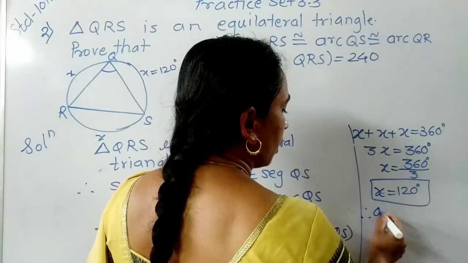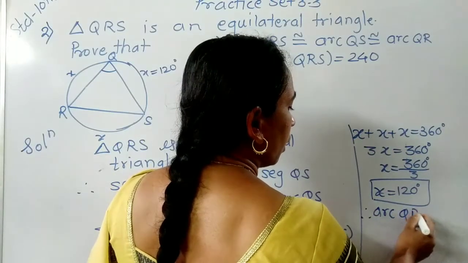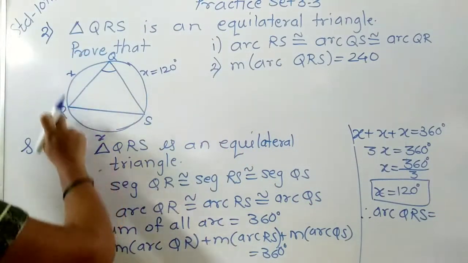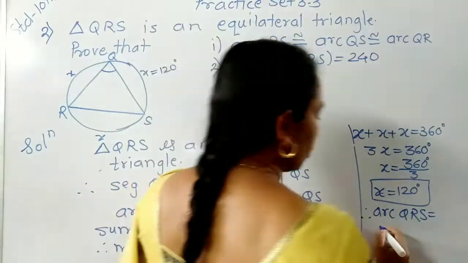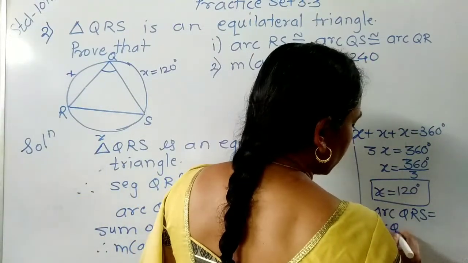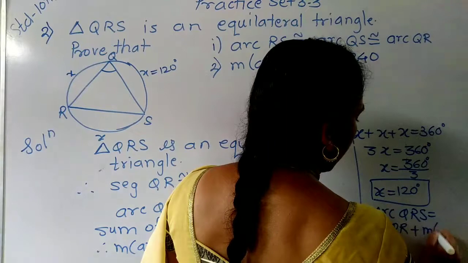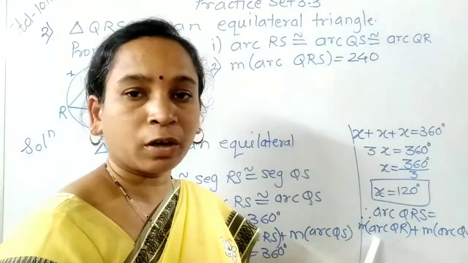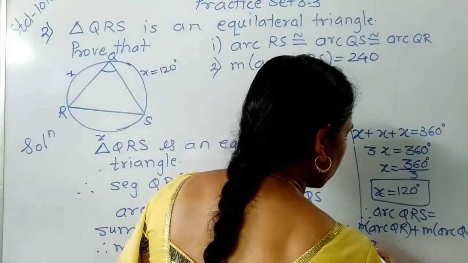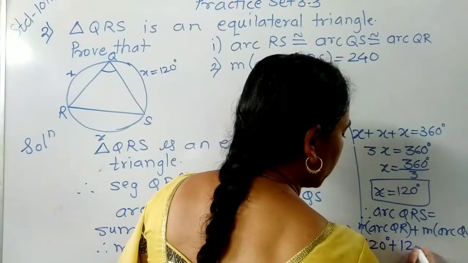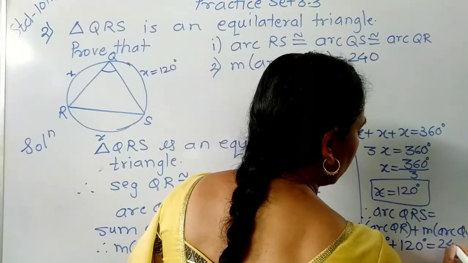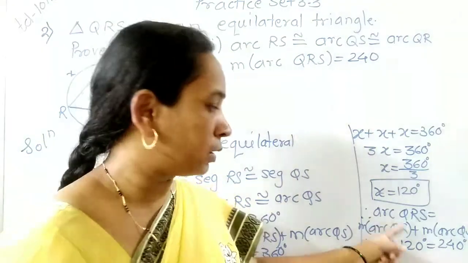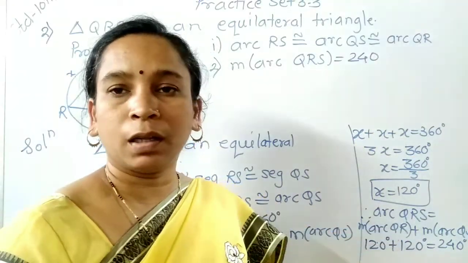Therefore, arc QRS is nothing but the sum of the arc QR plus arc RS. So measure of arc QR plus measure of arc RS. So the measure of each arc is 120 degree. So 120 degree plus 120 degree is equal to 240 degree. So in this way we have proved that measure of arc QRS is equal to 240 degree.